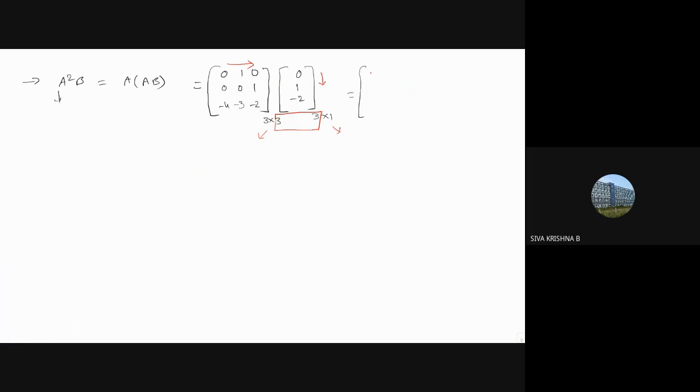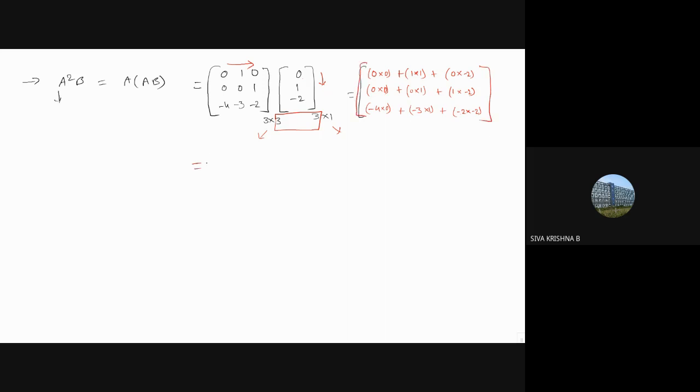So anyone respond please? 0 is multiplied by 0, plus 1 into 1, plus 0 into -2. Very good. Next, second row and first column: 0 into 0 plus 0 into 1 plus 1 into -2. Next, -4 into 0 plus -3 into 1 plus -2 into -2. Right? So you will get here 3 by 1.